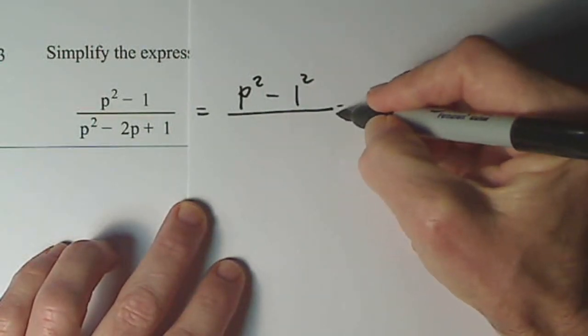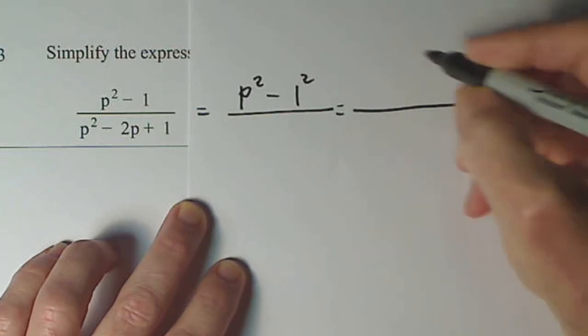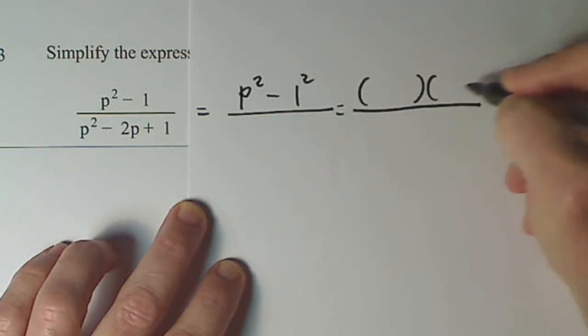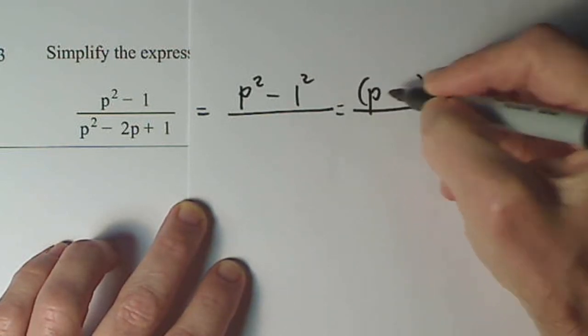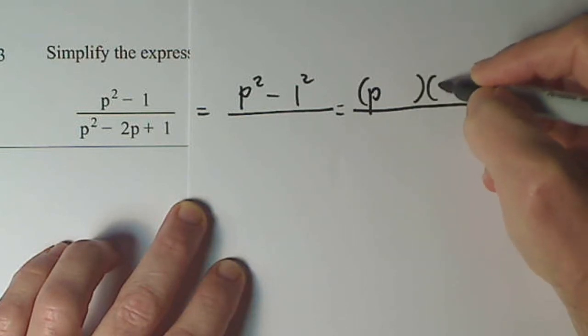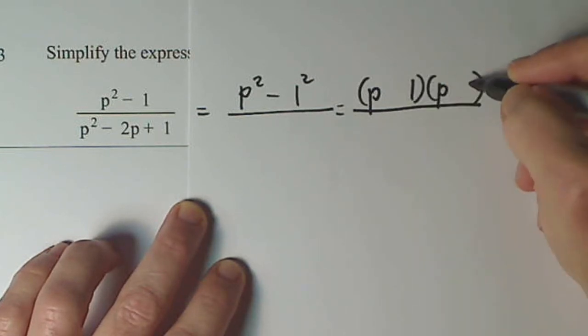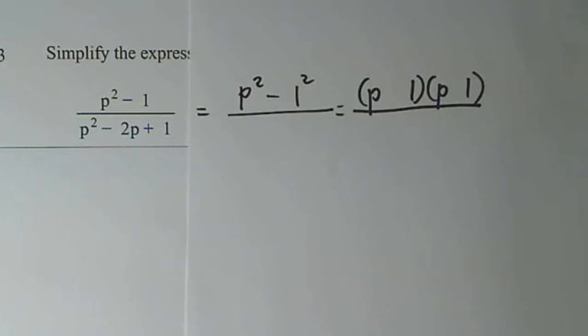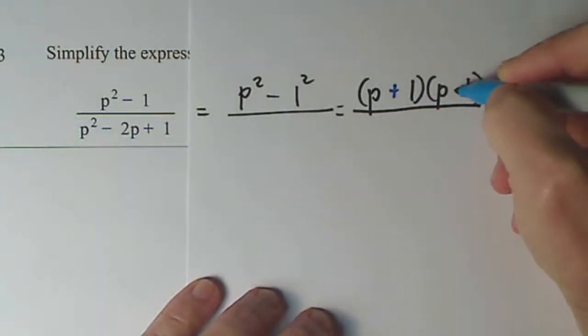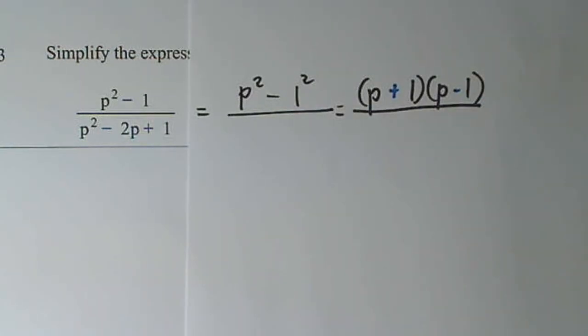All right, so our numerator can be written as, you put p in the first position, a 1 in the second position, and then your signs have to alternate. So you'll have +1 and -1. All right. So we factored that difference of squares.